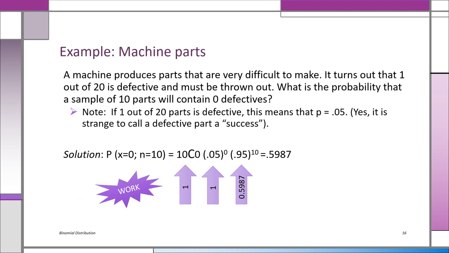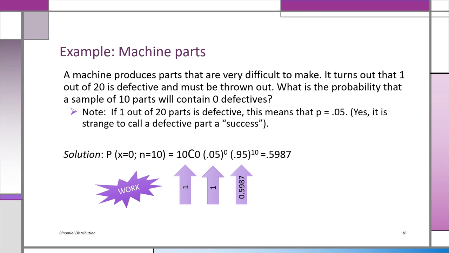Let's look at another problem. A machine produces parts that are very difficult to make, like three-dimensional printers are now being used to make kidneys. Okay, that's difficult. It turns out 1 out of 20 is defective. That's your p right there, 1 out of 20. Okay, and you have to throw those parts out.